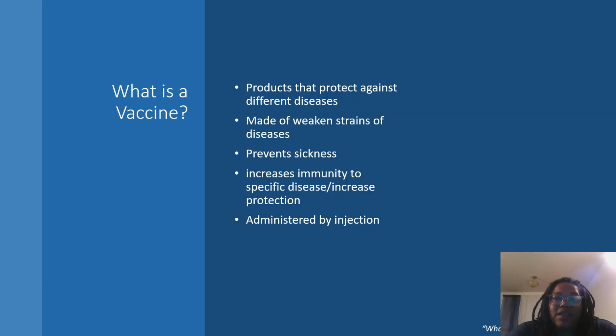What is a vaccine? As you can see, a vaccine is a product that protects against different diseases. It's made of weakened strains of diseases. It prevents sickness. It increases immunity to specific diseases and increases protection. It's also administered by injection.